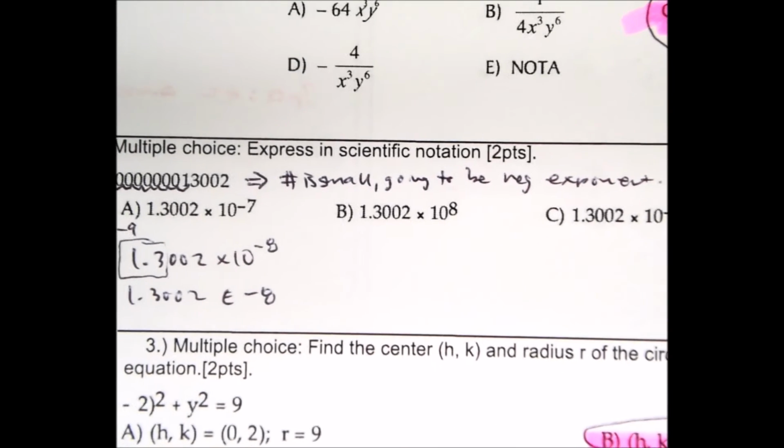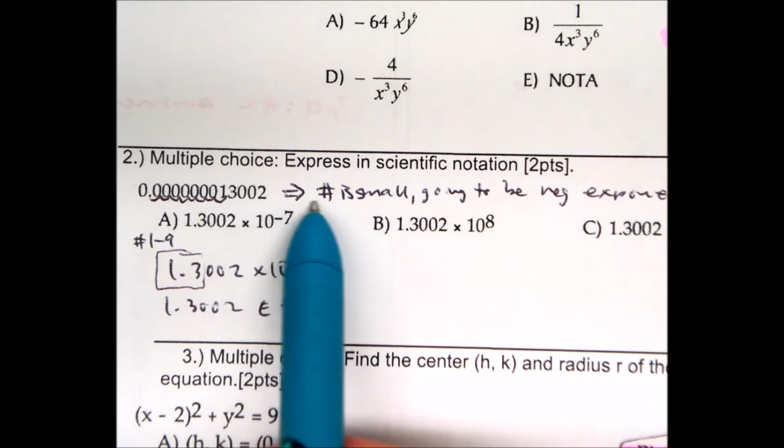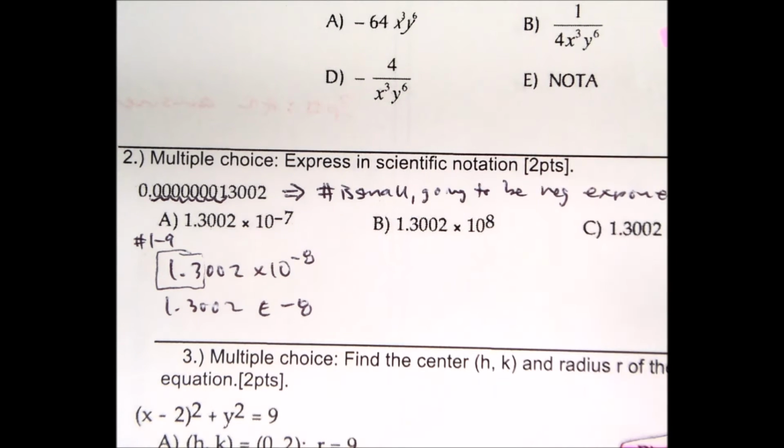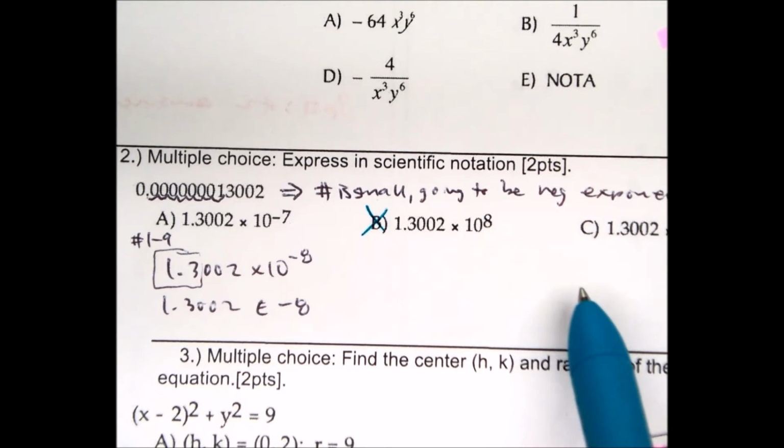Question number 2, expressed in scientific notation. Notice here I have a very small number. Small numbers mean you're going to have a negative exponent in the very end, so you can cross off B. That was a common distractor, because the correct answer is D.